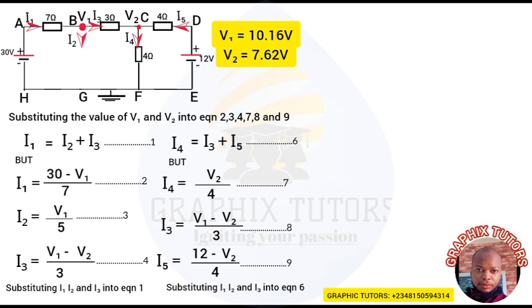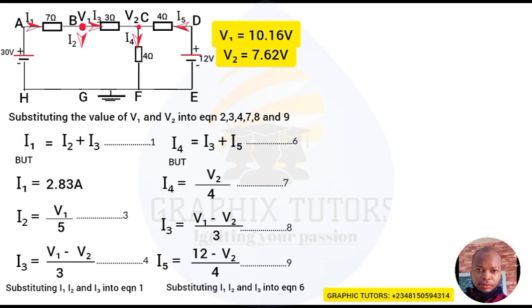So to get our I1, from equation 2, we know I1 is equal to what? 30 minus V1 over 7. Is that taken? So the value of V1 is given to be 10.16. So my I1 will now be equal to 30 minus 10.16 divided by 7. So 30 minus 10.16 will give me 19.84. Divided by 7, my I1 is what? 2.83 ampere, or you can say 2.84.